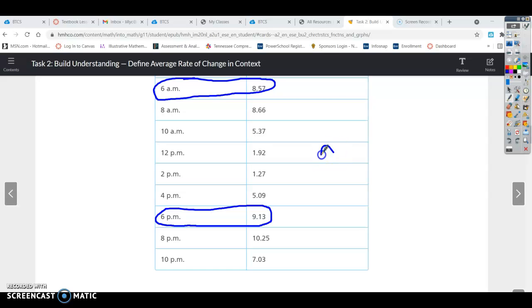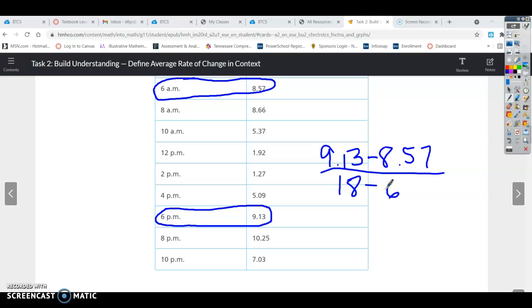All right, hopefully you did 9.13 minus 8.57. And then you thought about 6 p.m. So you start at midnight, you go to 6 a.m., which is 6 hours, noon is 12 hours, and then 6 more hours is 18. So to get this correct, you have to do 18 minus 6.